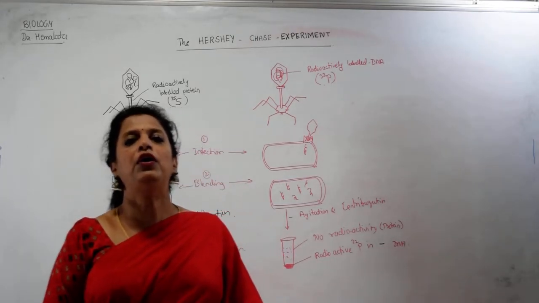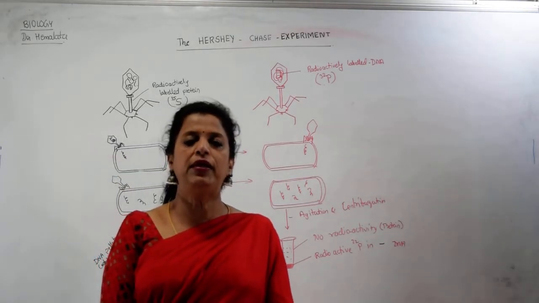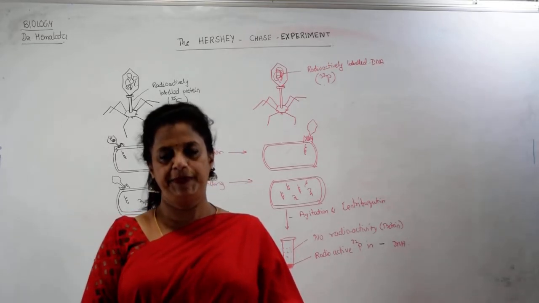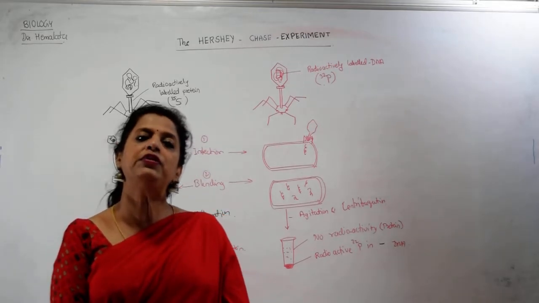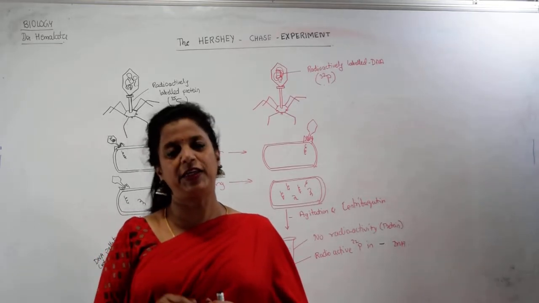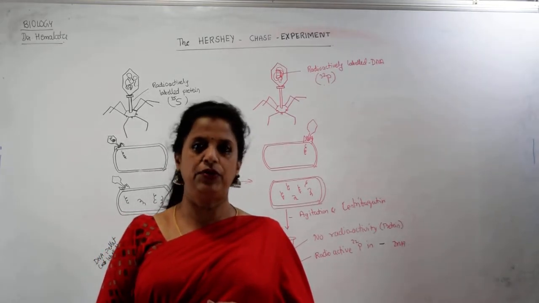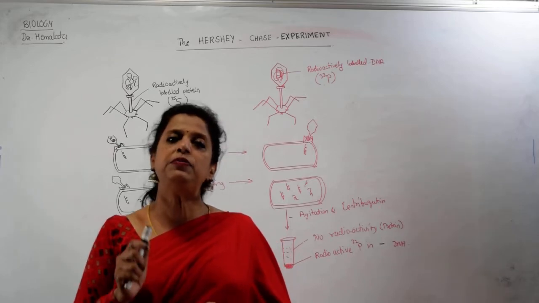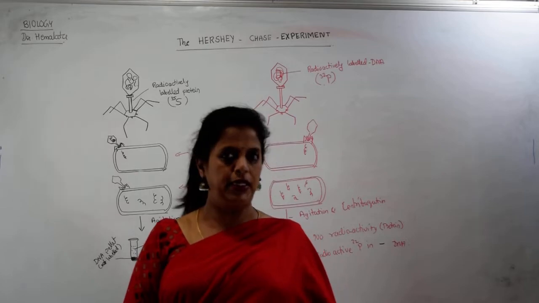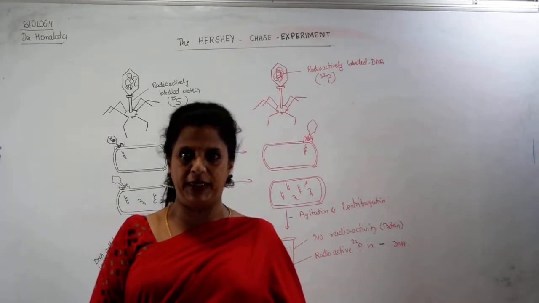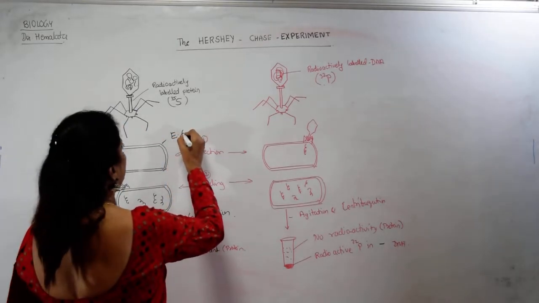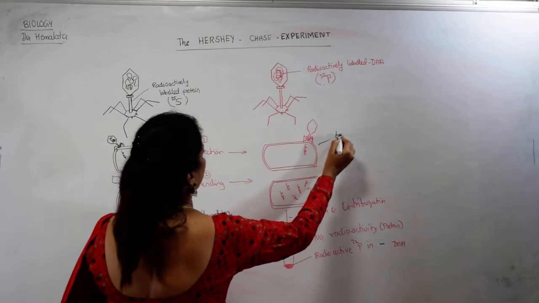They used a different technique. What they did is, they took bacteriophages for their experiment. What are bacteriophages? Bacteriophages are viruses that infect bacteria. The bacteriophage they used for this experiment was T2 phage, bacteriophage T2. This bacteriophage attacks the E. coli bacteria, Escherichia coli. These are the E. coli bacteria which they attack.